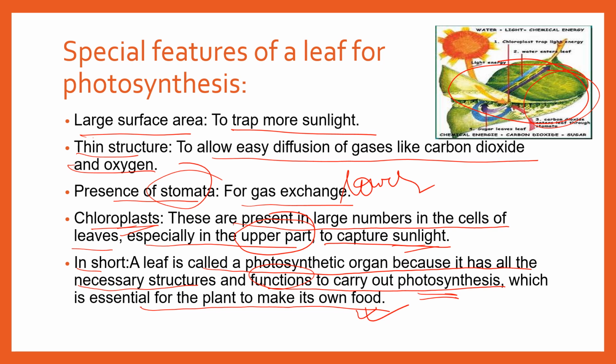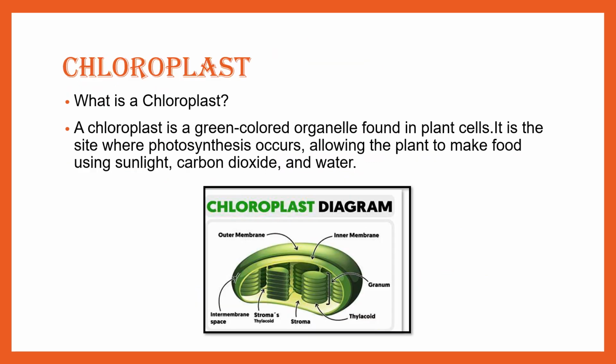Now let's move on to the structure of the chloroplast. So what is a chloroplast? A chloroplast is a green colored organelle found in the plant cells, and it is the site where photosynthesis occurs, allowing the plant to make food using sunlight, carbon dioxide and water. So chloroplasts are the part where the sunlight is trapped and photosynthesis is happening, in this green colored cell organelle of the plant, right?